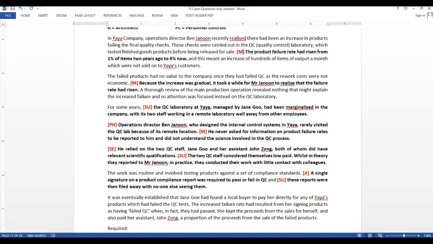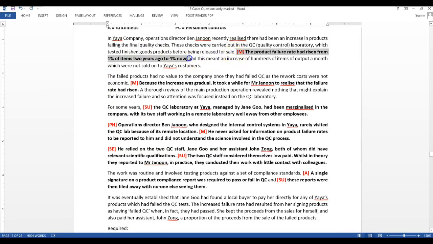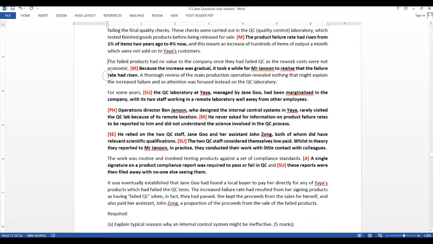So there has been a failure on the part of Mr. Janoon in terms of analyzing the reports from the lab. Because of this increase of 4% in QC failures, hundreds of products have failed. So this is a significant problem now. Only when the problem became significant did they start to investigate it. At least now they have investigated it, but either way, it's a management control failure. So we'll go to the second paragraph.